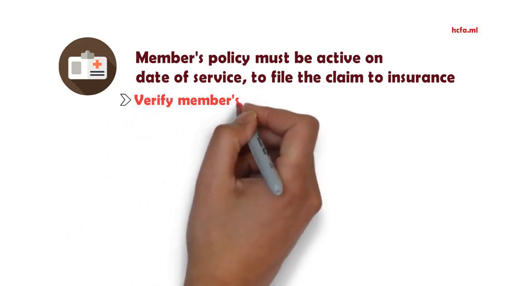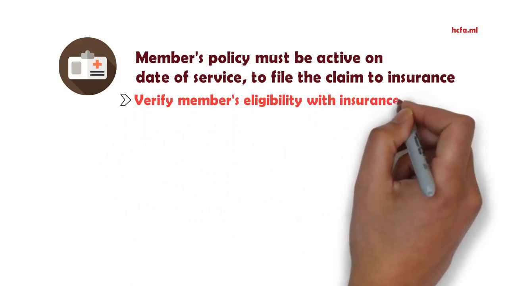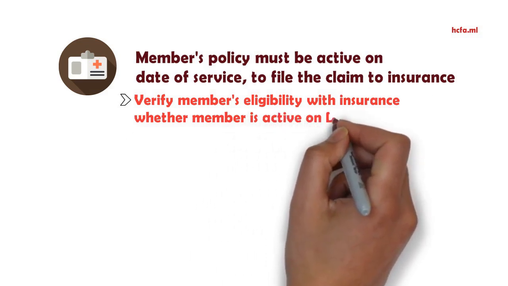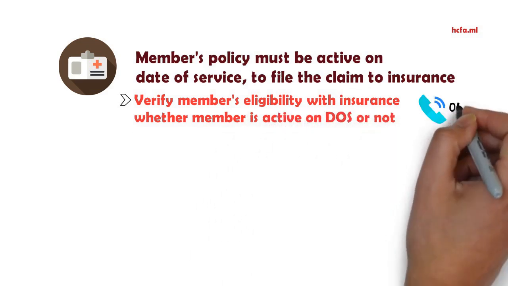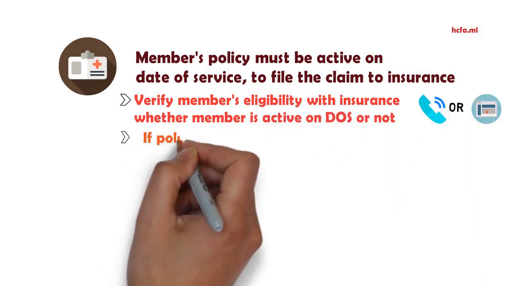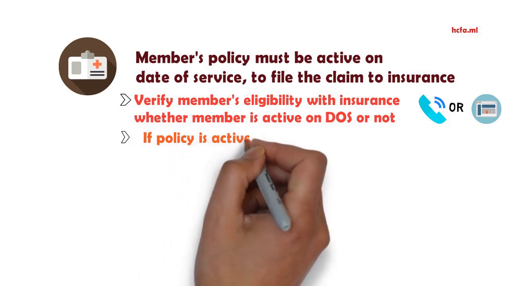Verify the member's eligibility with insurance, whether the member is active on the date of service or not. Check on the website or call insurance. If the policy is active, request a reprocess.